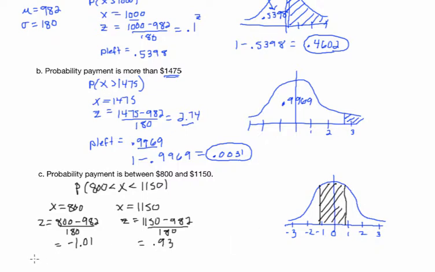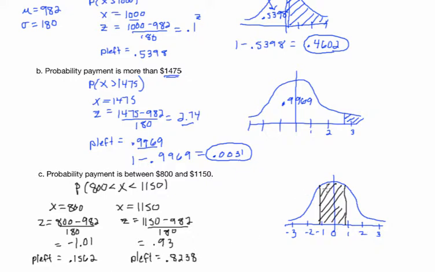Well, let's figure out exactly. Let's go to our table and find out the probability that we're to the left of this z-score. So you find negative 1.01 on the outside of the table and look for the probability on the inside of the table. And the probability that we're to the left of the z-score of 0.93, you find 0.93 on the outside and then look to the inside for the probability.